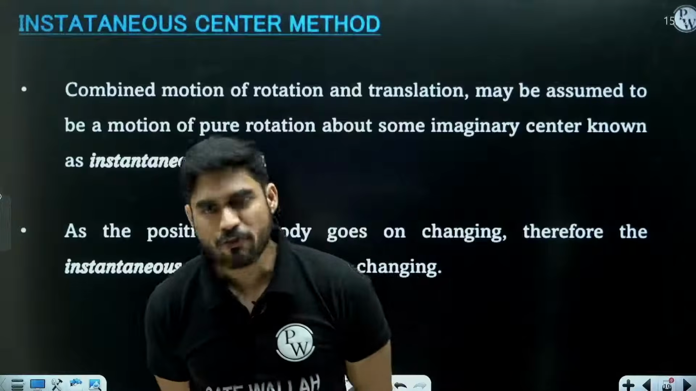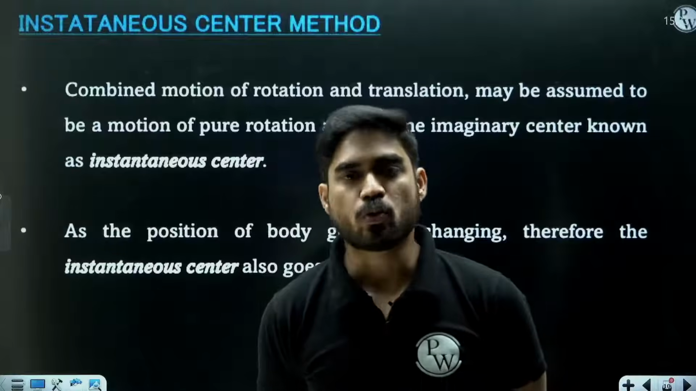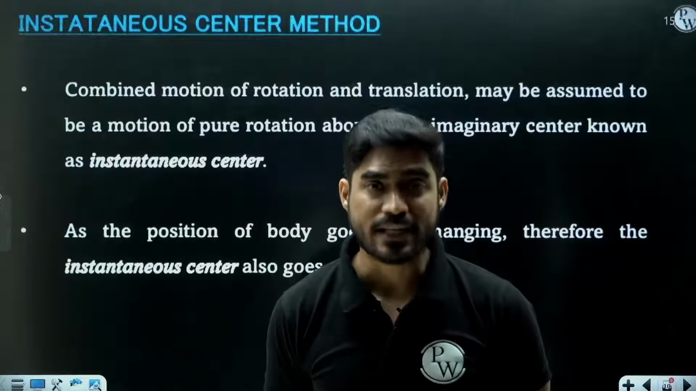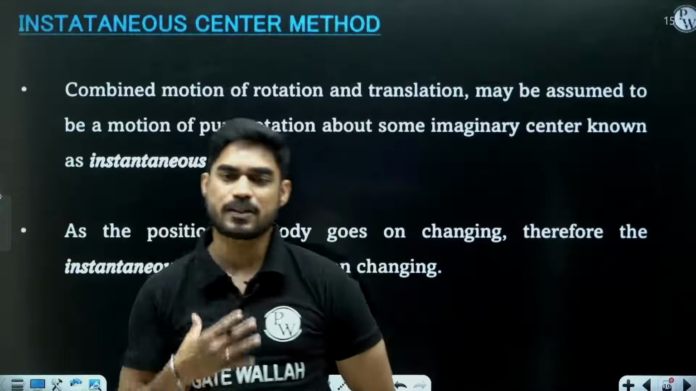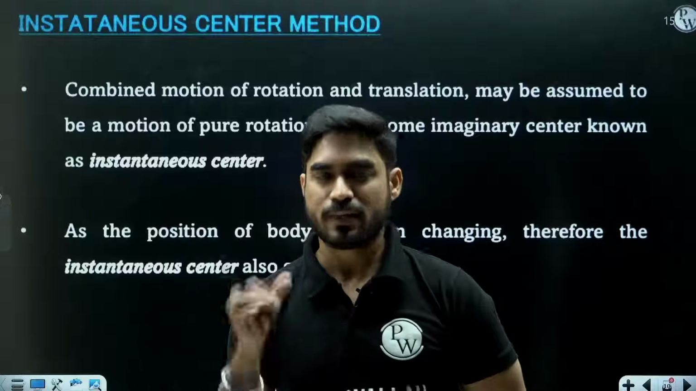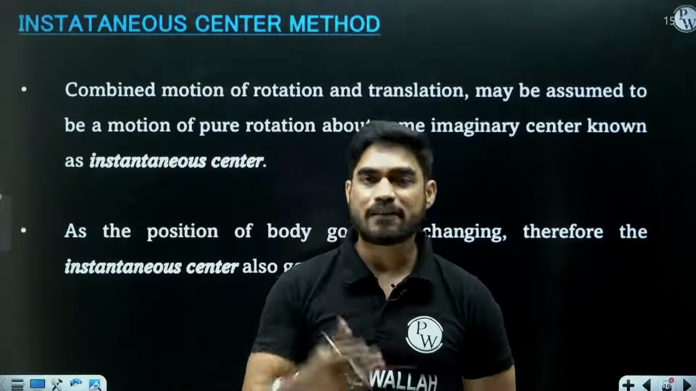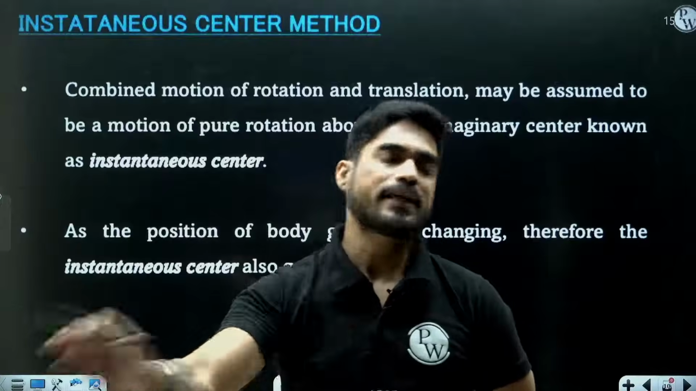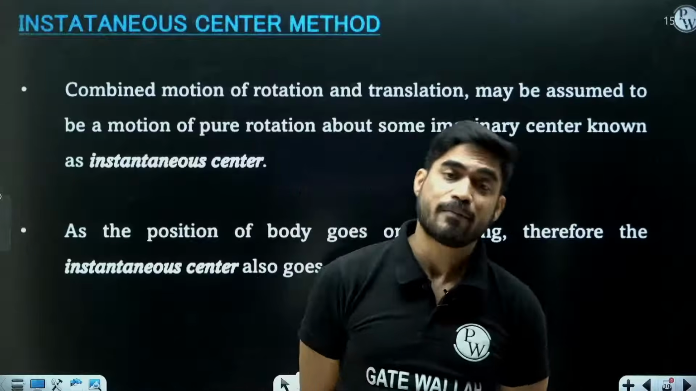So if you want to find out the velocity of any point, you will need to find out where this imaginary center is at this particular instant. For example, if I want to calculate velocity at t equals 5 seconds, I will find out the imaginary center, meaning the I center, at t equals 5 seconds. If I want to find the velocity at, let's say, 7 seconds, I will find out the I center at t equals 7 seconds. So you will need to understand how to find imaginary centers.